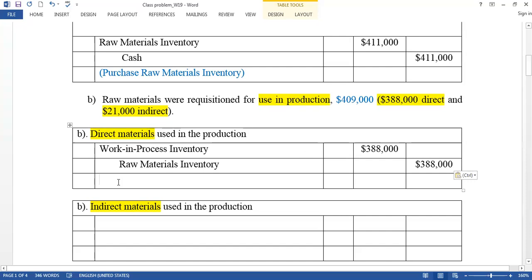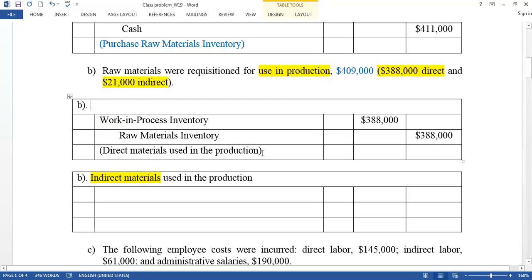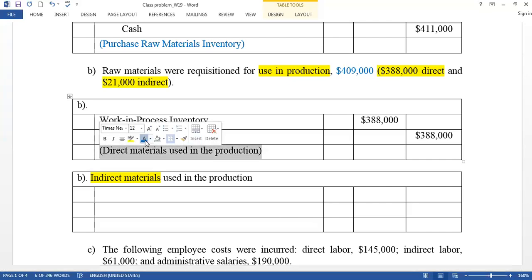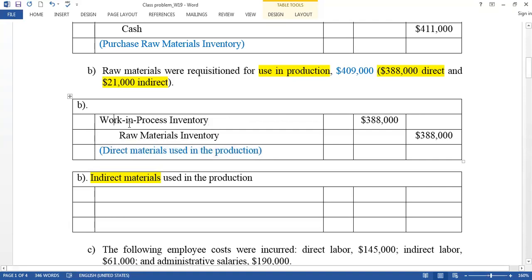So what is the narration? The narration is direct materials used in the production. So we record work in process inventory debit and raw materials inventory credit.